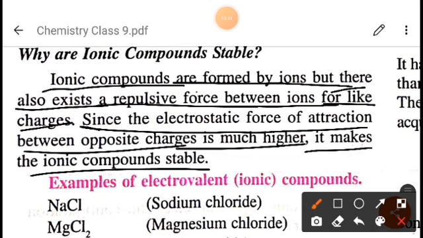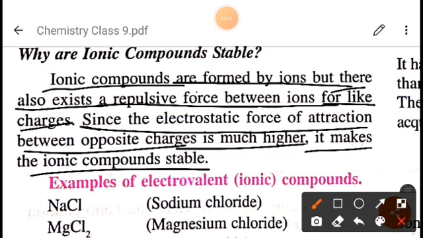Some examples of ionic compounds are given here: sodium chloride, magnesium chloride, calcium oxide, potassium bromide, calcium chloride, and calcium fluoride. Cesium fluoride is the most ionic compound, as cesium has the maximum tendency to lose an electron, while fluorine has the maximum tendency to gain an electron. So that is why cesium fluoride is the most ionic compound.